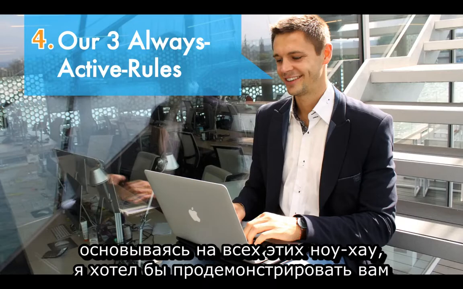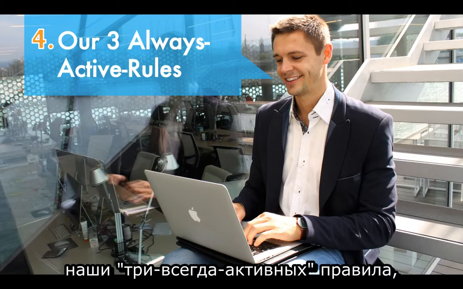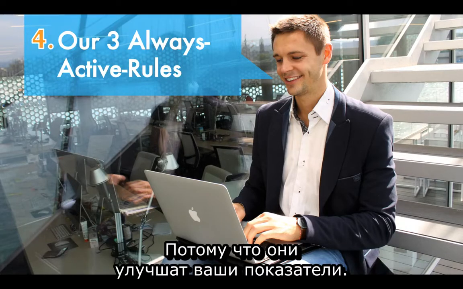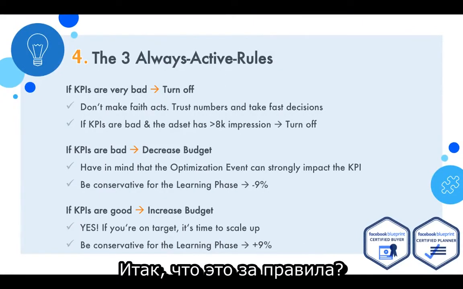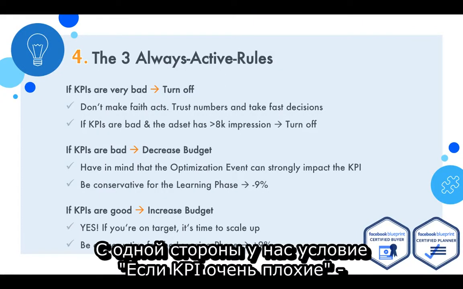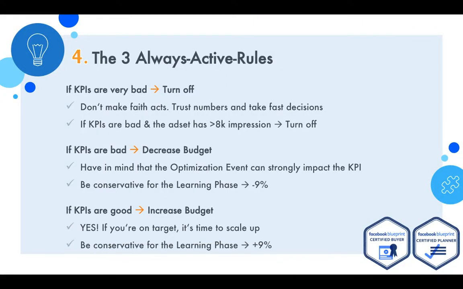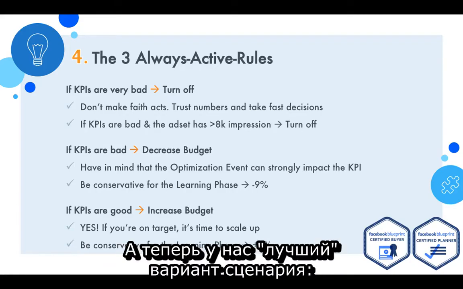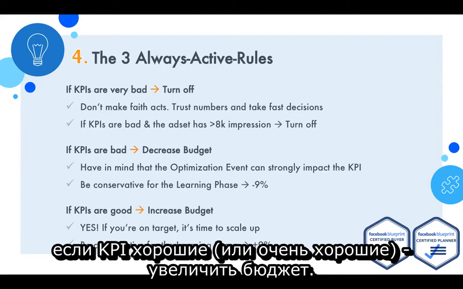Now, based on all of this know-how, I would like to present to you our 3 always active rules that I really recommend you to include in your account, because they help you to get better results. So what are they? On the one hand, we have: if KPIs are very bad, please turn off the ad set. If KPIs are bad but not very bad, decrease the budget. And then in the best case scenario, if the KPIs are good or very good, increase the budget.